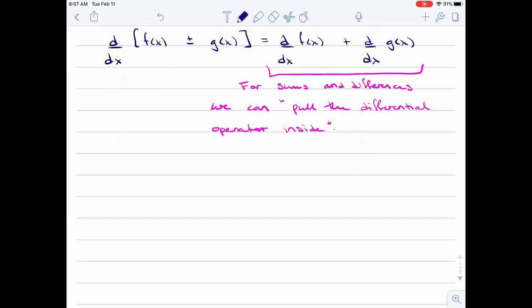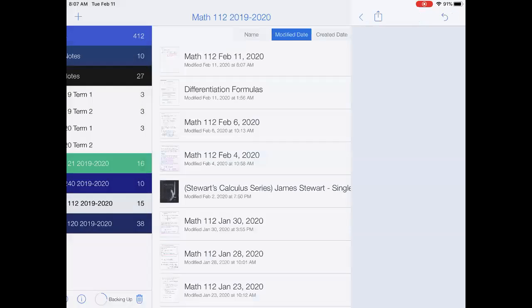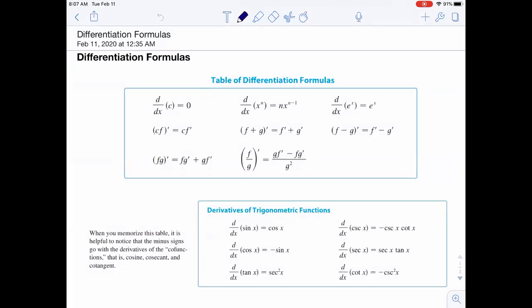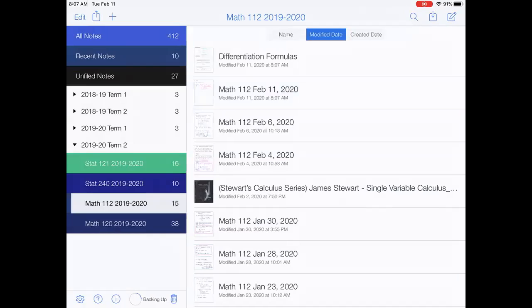Those rules are on your handout. Let me see if I can steal it here. I can, because that's how I made it.